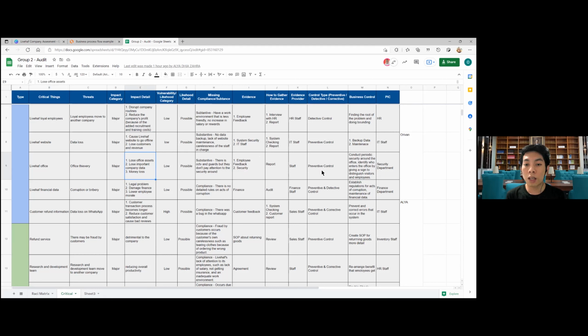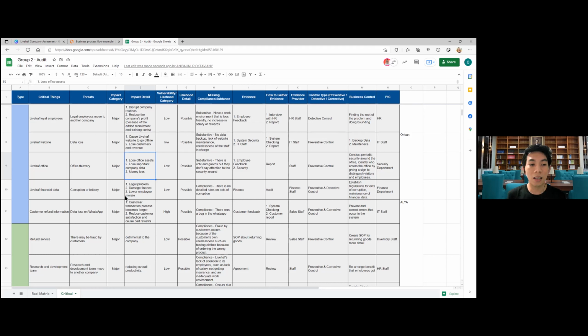The control type is preventive control, and the business control is to conduct periodic security rounds around the office and identify who enters the office by giving a sign to distinguish visitors and employees. The PIC is the security department.